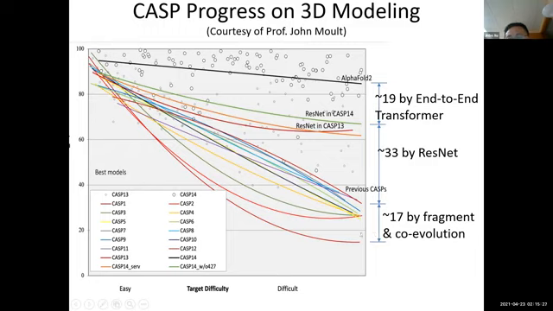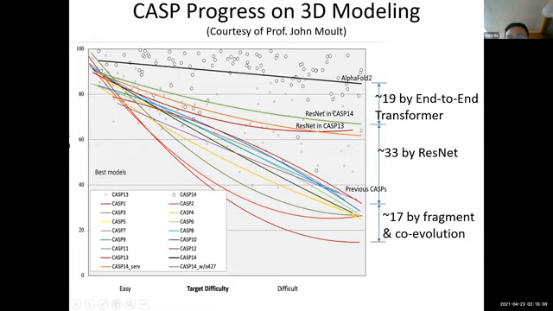So from CASP 1 to CASP 12, and CASP 12 was in 2016. In CASP 12, although I had started on the neural network, I didn't get a chance to apply the predicted contacts to 3D modeling. So the 3D modeling was still built by old methods. From CASP 1 to CASP 12, in terms of 3D modeling, the improvement is about 17 points by using fragment sampling and the convolution method.